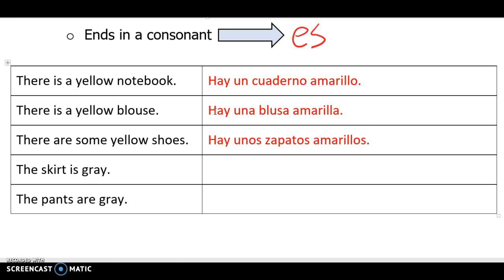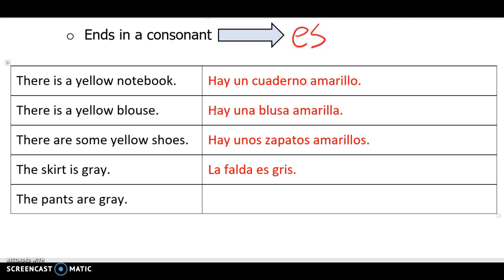Okay, let's try a different kind of sentence, different structure, but the same idea. The skirt. So instead of un or una, we're going to use definite articles. In this case, la, because the word for skirt is falda. Is. Well, we know the word for is: es. Gray. Gris. Is gris okay? Well, la falda is feminine. Gris doesn't end in an O, so there's nothing to do. There's no such thing as grisa. That's not a thing. Just la falda es gris. If it doesn't end in an O, it's fine as long as it's singular. If it were plural, like the next one, then we have some changes to make.